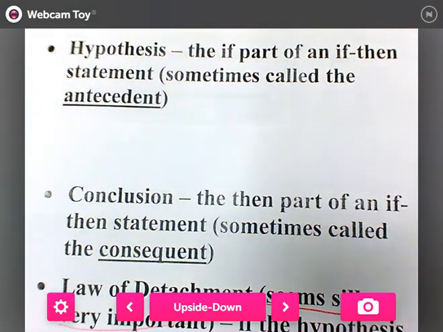Conclusion is the then part of an if-then statement, sometimes called the consequent. You can think of it as a consequence. Consequent. So one I like to use is, if you're caught staying out after curfew, then you get grounded. Notice I said if you're caught. But you should all never break it.